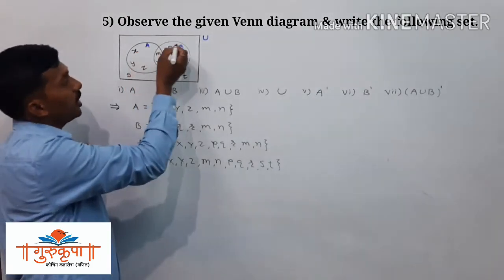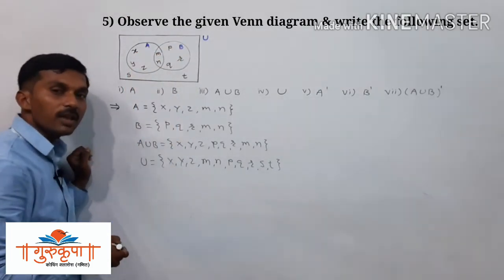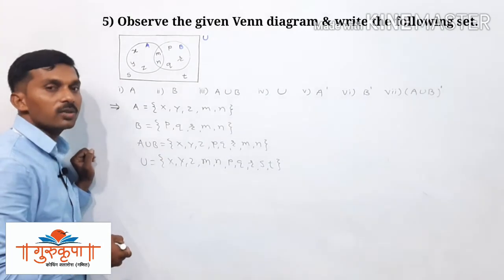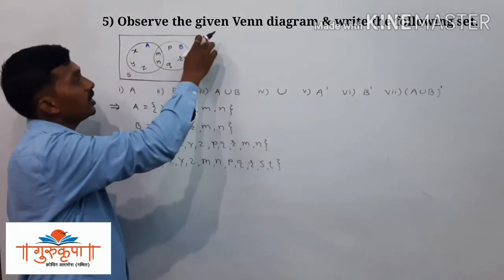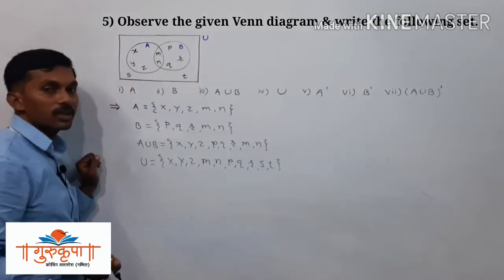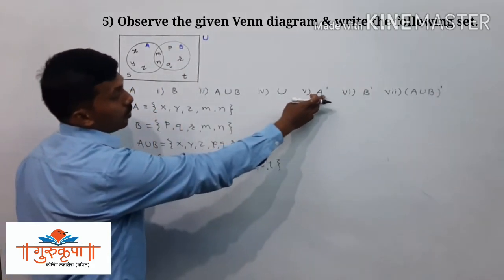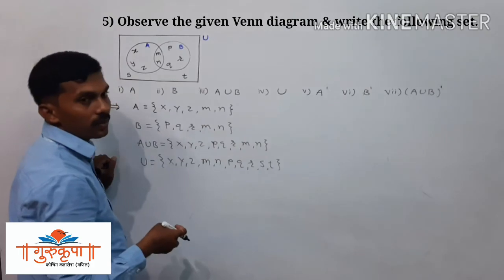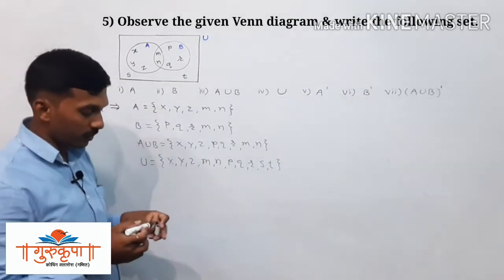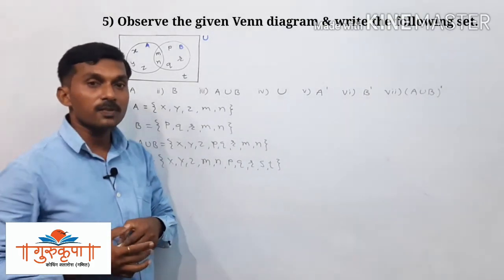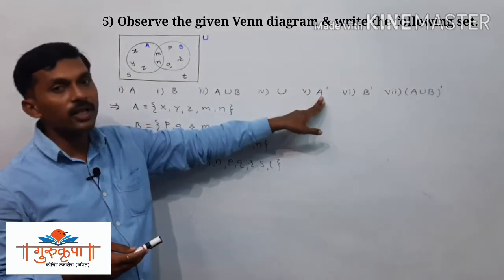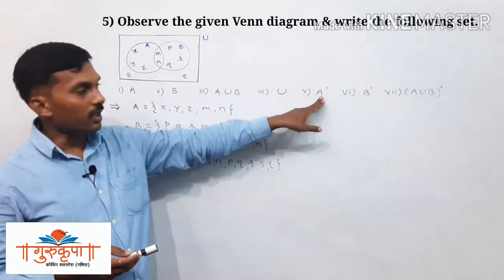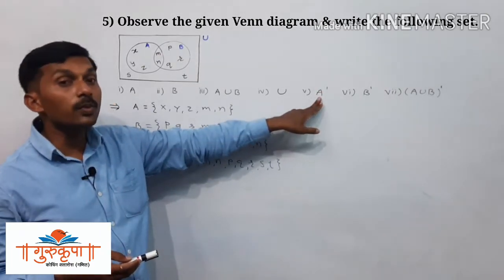So these are all the elements of the universal set. Do not write this A and B because these are the names of the sets. They are not the elements of the set. A is the name of the set, B is the name of the set, U is the universal set. Now we have to write complement of A. Complement of A means the elements which are present in the universal set but not in A, that is U minus A.